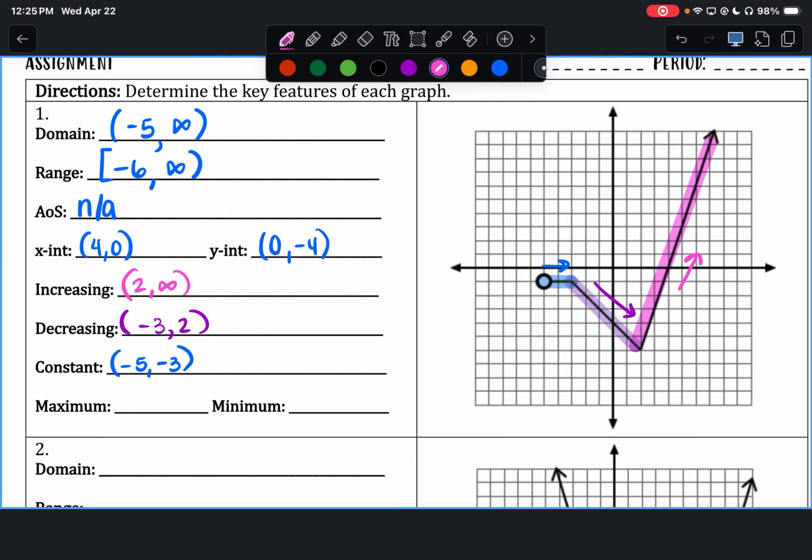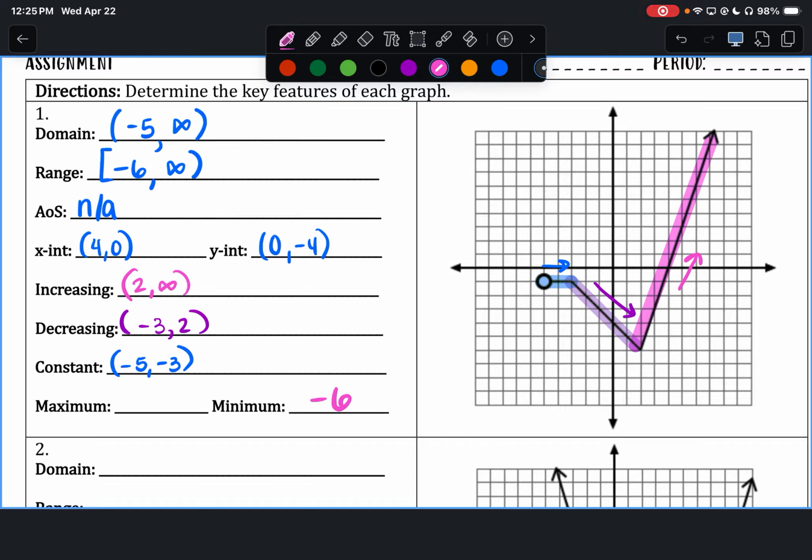Now, maximum and minimum is actually really self-explanatory, okay? We just find the highest point for the maximum and the lowest point for the minimum. So when we do this, we're just going to answer with the y value, with what y value is the maximum or the minimum. So we're going to start with our minimum. What is the minimum y value of that graph? Negative 6. So that's what we put, okay?